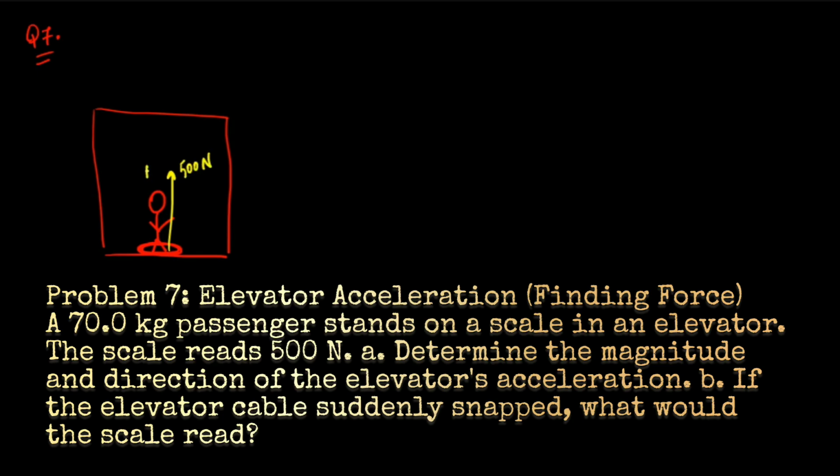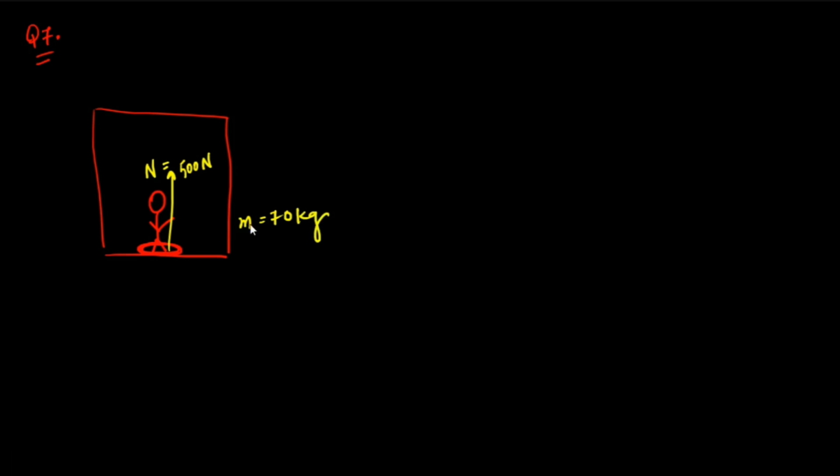It means the weighing scale is showing the normal reaction, that too in the upward direction. It is of 500 newtons and its mass is given as 70 kgs. Determine the magnitude and direction of the elevator's acceleration. First of all, we have to determine the magnitude and direction of the elevator's acceleration. So how can we do so?